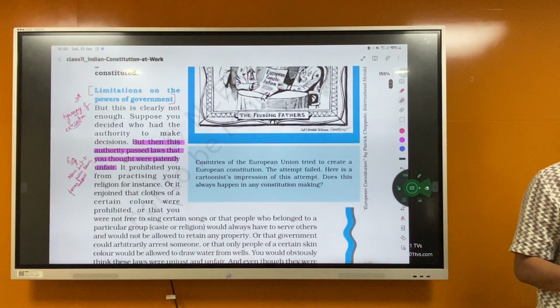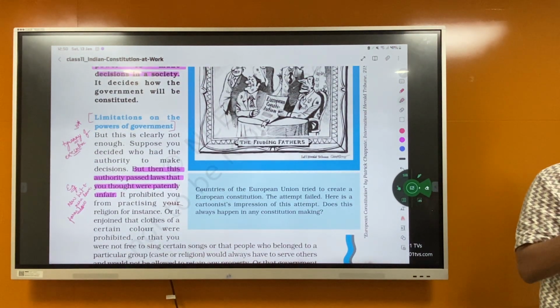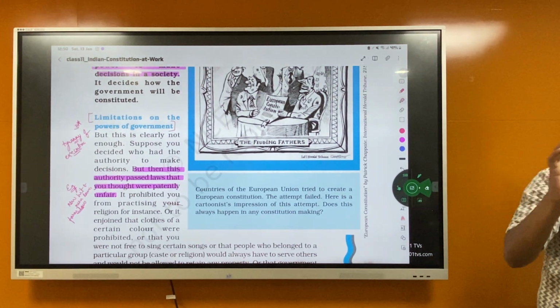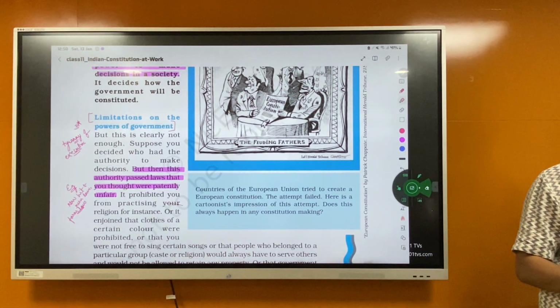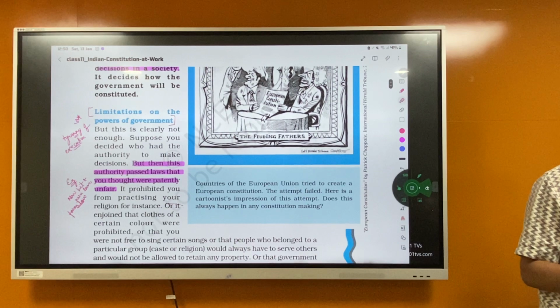So this is important: limitation on the power of government. It has been asked, and it will be asked in the future every time. This is the basic work of a constitution. It limits the power of the government. Government cannot be excessively powerful.